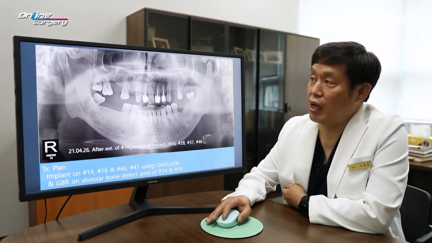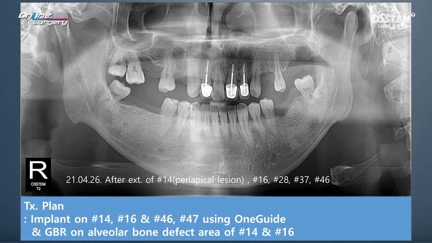After extraction, this is the panoramic image. Scaling as well as overall oral care was done. As mentioned, in the upper and lower of the right side, number 14, 16, 46, 47, OneGuide is going to be used to place the implant. In number 14 and 16, where alveolar bone defect exists, GBR will be done.